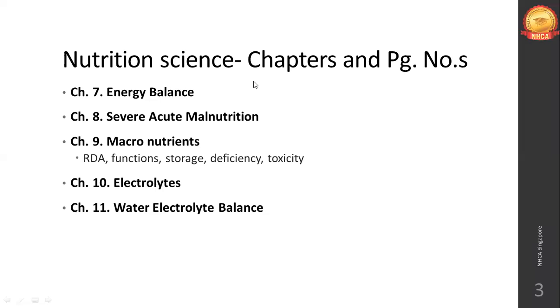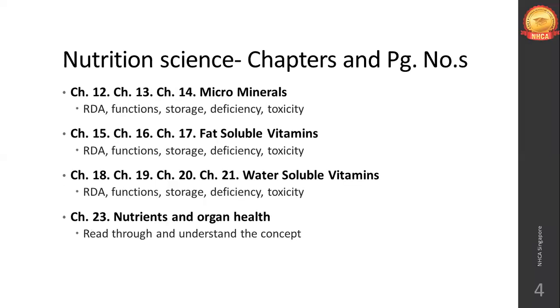Microminerals, part 1, that is iron. Chapters 12, 13 and 14. Chapter 12 is the iron chapter, and chapter 13 is iodine. And chapter 14 is about copper, fluorine, zinc, chromium, and selenium. From all these 3 chapters, RDA, functions, storage, deficiency, toxicity. Be thorough in this, okay?